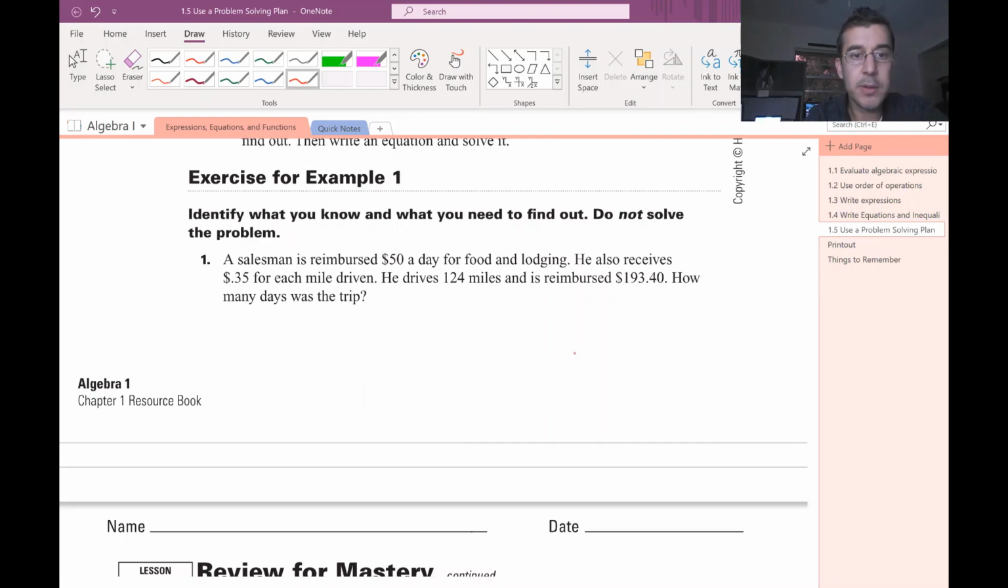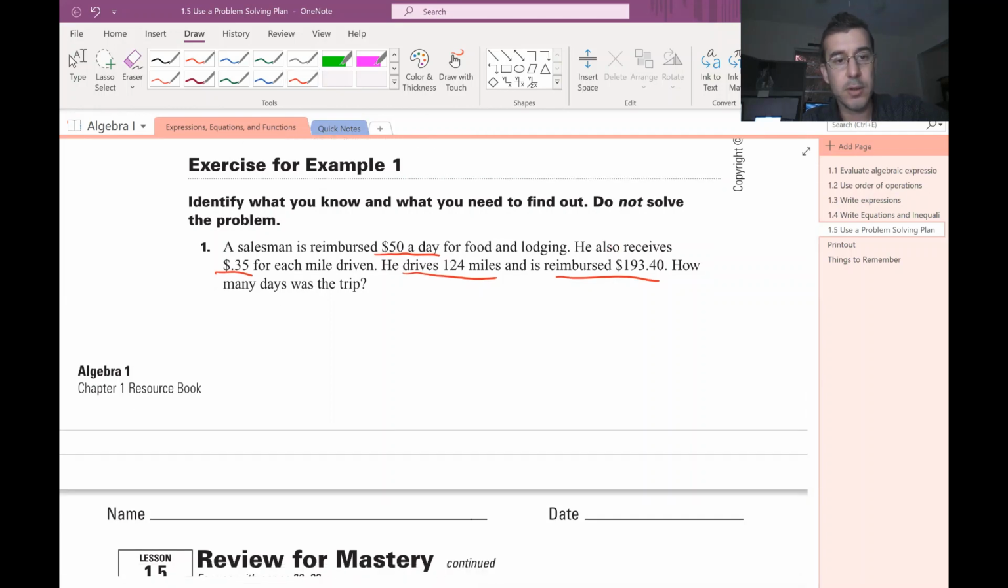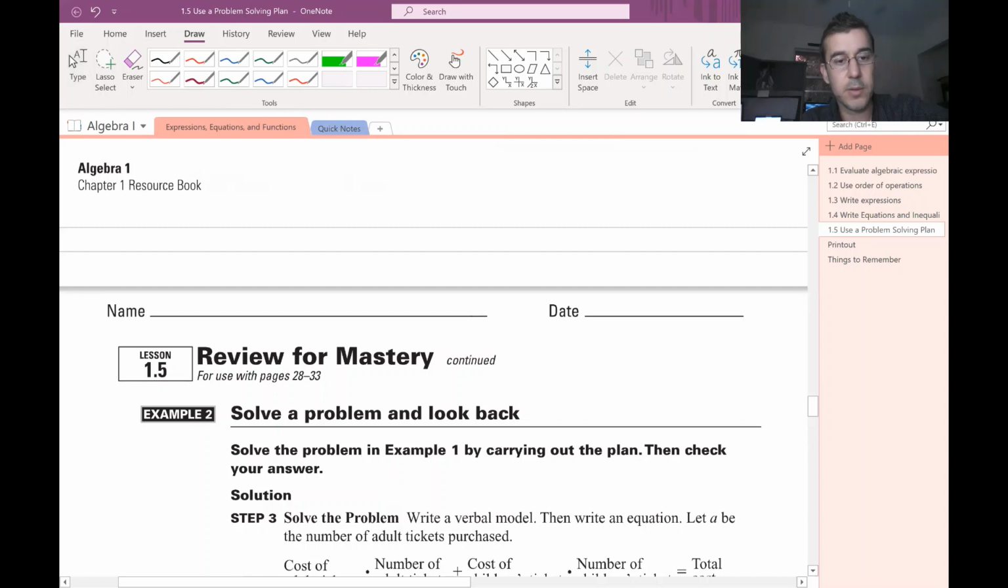So what we know is the reimbursement of the salesman per day, which is $50. We know that for each mile he drives, he receives 35 cents. We know that he drives 124 miles, and the total reimbursement amount that he gets is $193.40. What we need to find is the number of days the trip was. Okay, so that was an easy one.